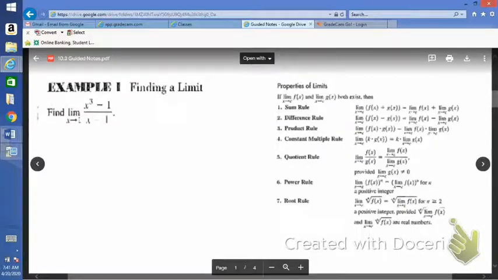In example 2, we're going to use the properties of limits now. Alright, sum rule, difference rule, product rule, and so forth to help us evaluate limits.